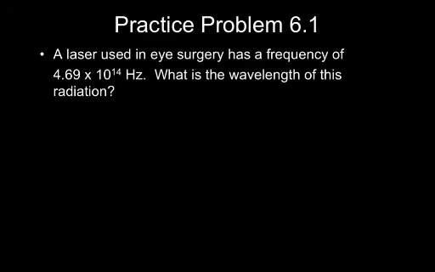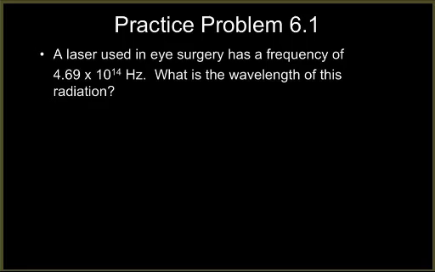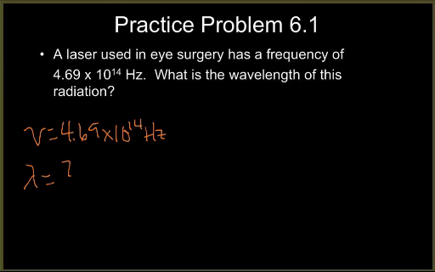Okay, let's try one more. This one says we have a laser that's used in eye surgery. It has a frequency of 4.69 times 10 to the 14 hertz, which is the same as 1 over seconds. We want to solve for the wavelength. And just like last time, we know the speed is 3 times 10 to the 8th meters per second.